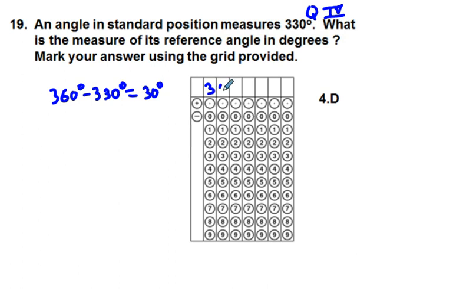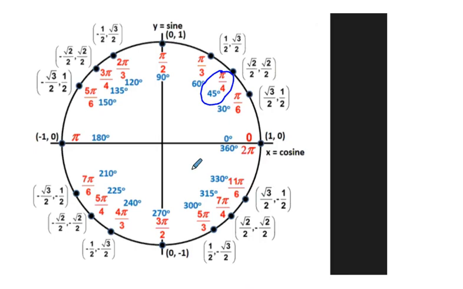I'm going to show you on a unit circle what that looks like. Okay, let's look at the unit circle. So here we are at 330 degrees. The reference angle is this angle here between the x-axis and this. So instead of going all the way around, with a reference angle we just go the shortest positive angle to the x-axis, which is going to be 30 degrees.